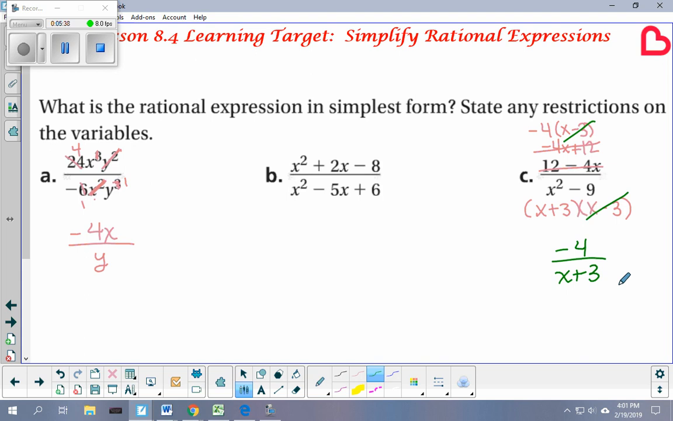And again, we want to look at the restrictions here on both of these problems. So if x plus 3 is set equal to 0, x would equal a negative 3. And if x minus 3 was equal to 0, it would equal a positive 3. So x cannot equal plus or minus 3. And going back to problem A, we have an x squared and a y squared in the denominator originally, and neither of those can equal 0. So we just say that x and y are not equal to 0.